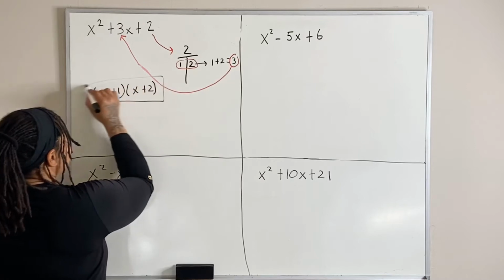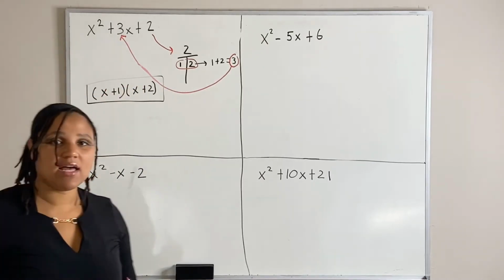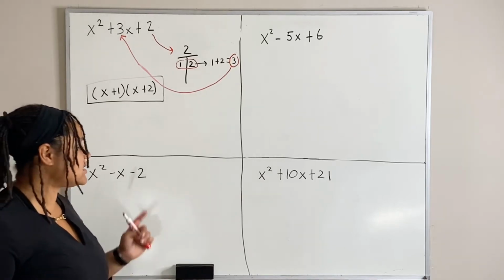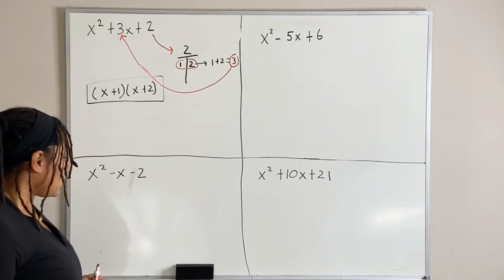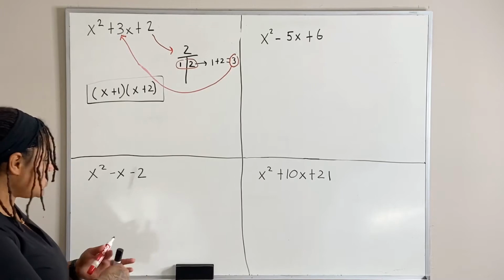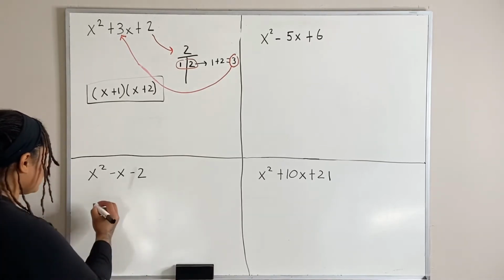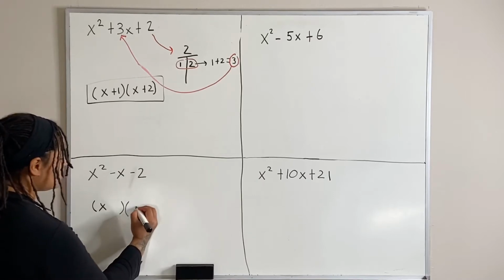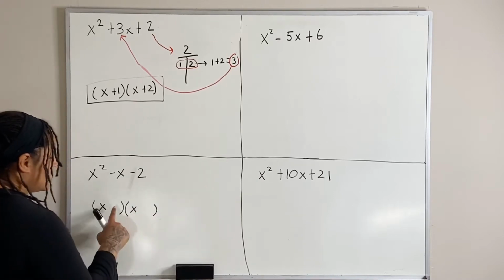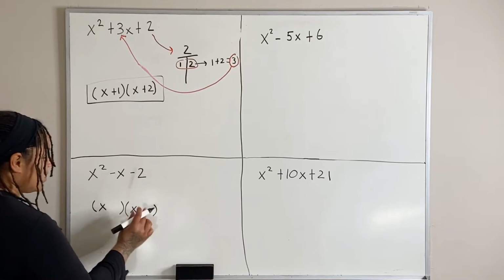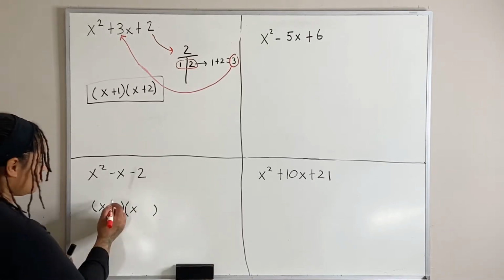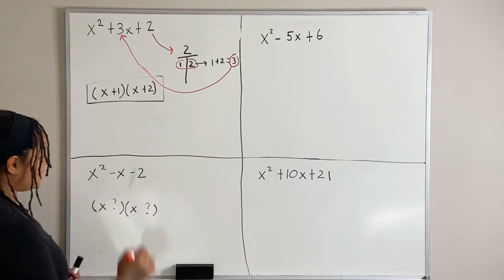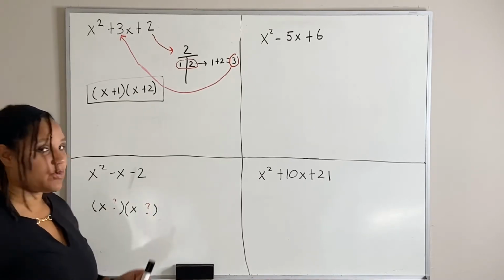Okay, so now let us look at our next example. We have x squared minus x minus 2. So the first thing I'm going to do is, now we know that when we factor, it's going to look something like this. A number is going to be here, and a number is going to be here. We don't know what that number is yet. That's what we have to figure out.